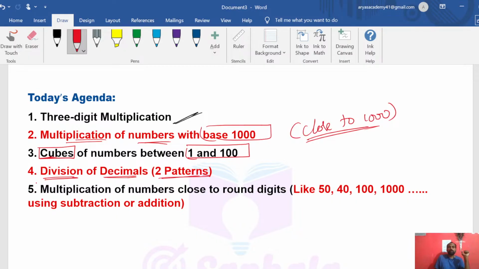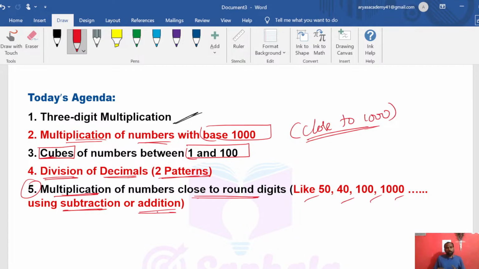Okay. And then the last one is multiplication. In general we'll be applying it most of the times, but I just want to remind you, yes, you can proceed for multiplications this way when there is a chance. So multiplication of numbers which are close to round digits like 50, 40, 100, 1000, etc. But here we'll be using subtraction or addition as well in addition to multiplication to reduce the amount of time that we consume to calculate a single problem. These are the 5 techniques that we'll be covering in this particular video.